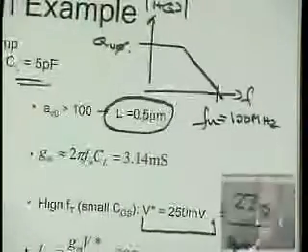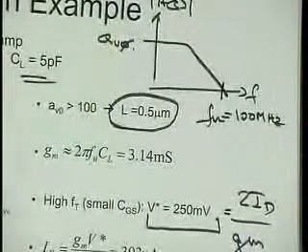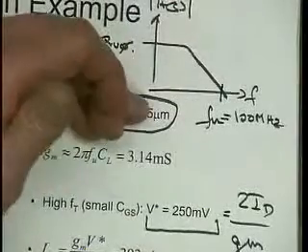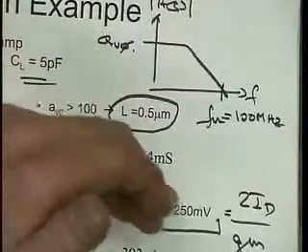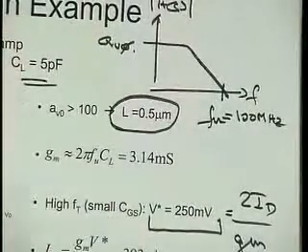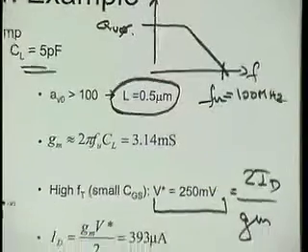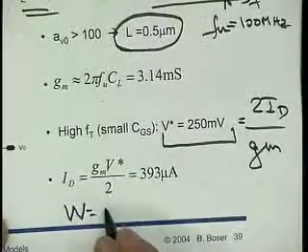So now we have pretty much everything we want, with one exception. We have the channel lengths, we have the GM, we have the V star, we have the ID. What's missing? Well, we need to know the width of the device. What is W, right?